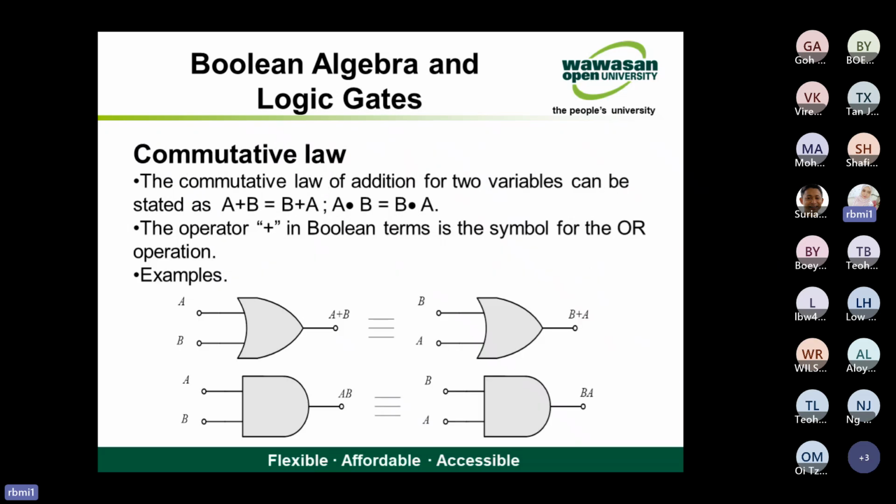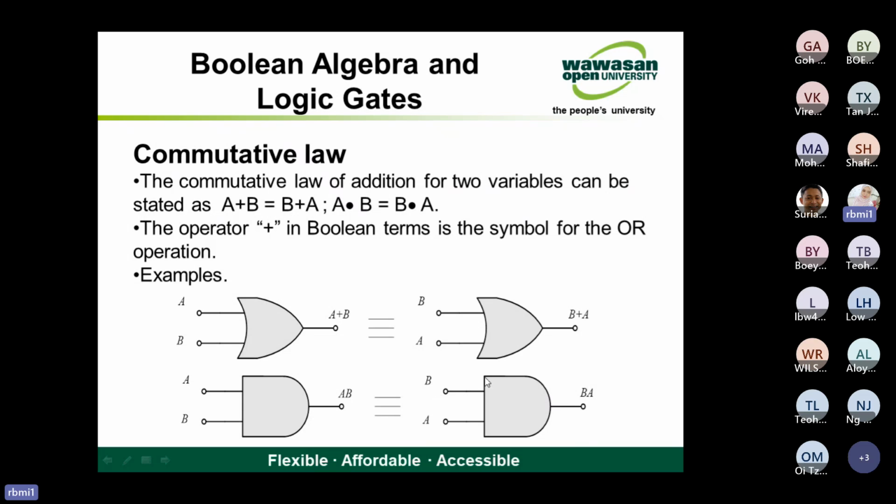The first one is the commutative law. The operator plus in Boolean terms is the symbol of OR, and dot is for the AND function. This is the OR gate. We have two inputs A and B. We can also write B and A. Next we have the AND gate here, AB, and the same goes with BA.